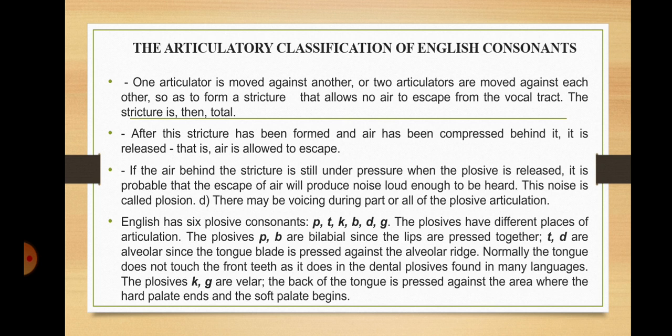There may be voicing during part or all of the plosive articulation. English has 6 plosive consonants: p, t, k, b, d, g. The plosives have different places of articulation. The plosives p, b are bilabial since the lips are pressed together. T, d are alveolar since the tongue blade is pressed against the alveolar ridge. Normally, the tongue does not touch the front teeth as it does in the dental plosives found in many languages. The plosives k, g are velar. The back of the tongue is pressed against the area where the hard palate ends and the soft palate begins.